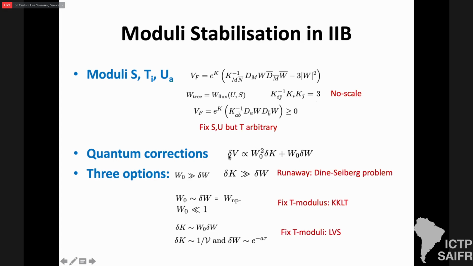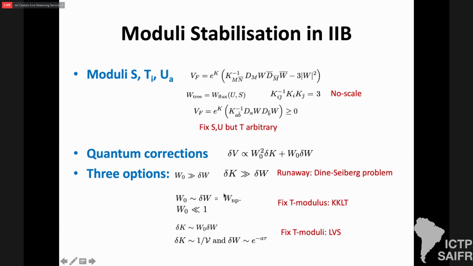So the variation of the potential can be written in terms of the variation of the superpotential and the variation of the Kähler potential. And there you can see three options. The natural thing is to have the tree-level superpotential much bigger than the correction, which is usually non-perturbative because of the non-renormalization theorems of the superpotential. The corrections to the Kähler potential are usually bigger than the corrections to the superpotential because these are perturbative and these are non-perturbative. And so the natural thing to get is the runaway. So that's the generic thing: you get a runaway.